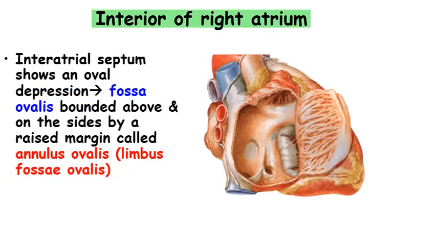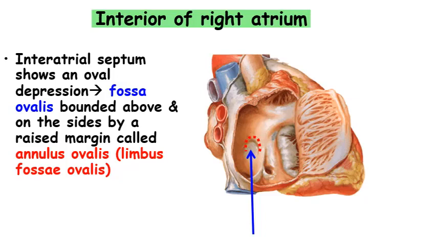When we take a look at the interatrial septum, which is the wall in between the two atria, we find from the right atrial surface a very small depression, oval in shape, on the right side of the interatrial septum, known as the fossa ovalis. This fossa ovalis is bounded above and on the sides by a raised margin or an elevated ridge called the annulus fossa ovalis or the limbus fossa ovalis.